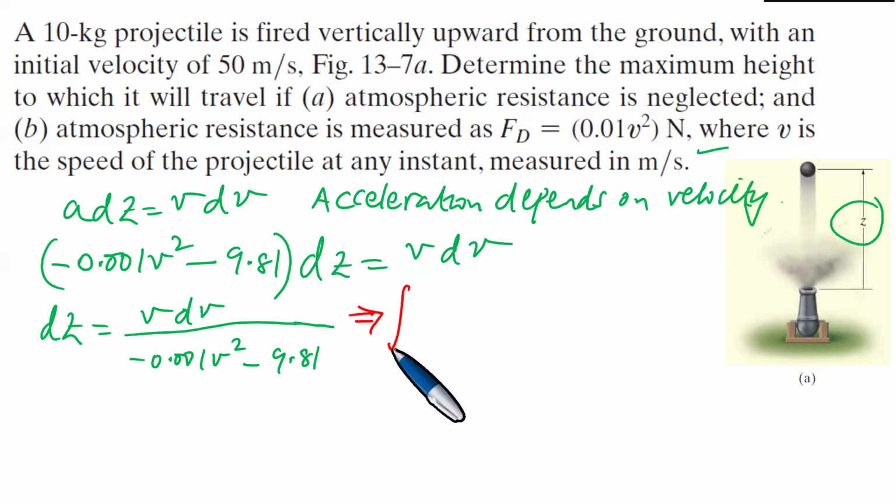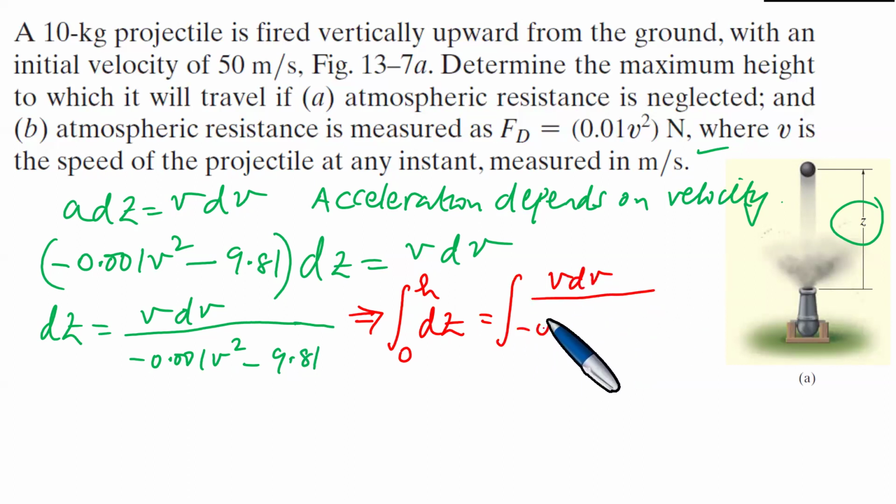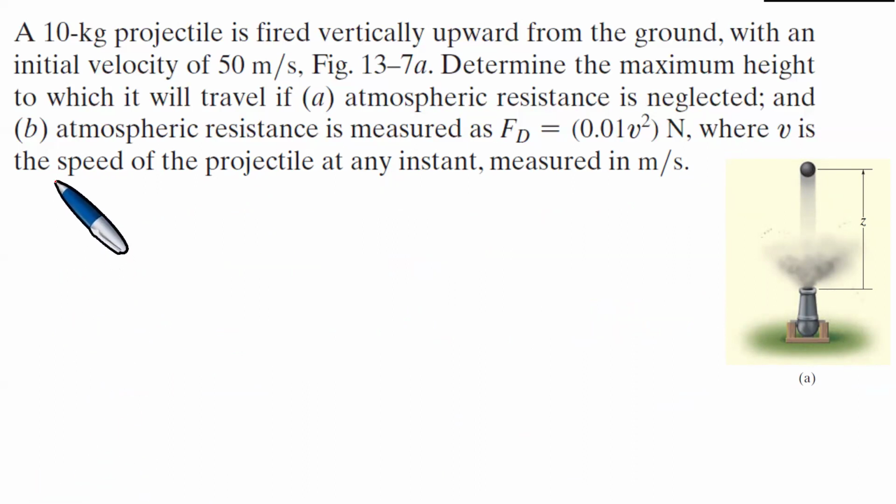We compute the integral from 0 to h, where h is the maximum height. We have the integral of V dv divided by minus 0.001 V squared minus 9.81. So what have we done? We want to get the maximum height, and therefore we are taking the integral on both sides. The dv now has limits, and we then have the integral from 0 to h of dz, and this equals the velocity integral.